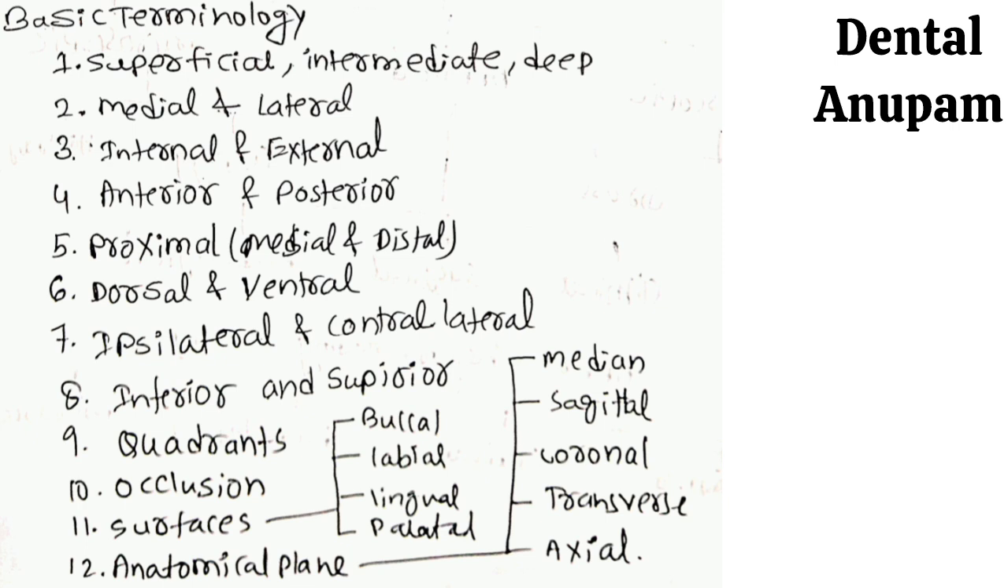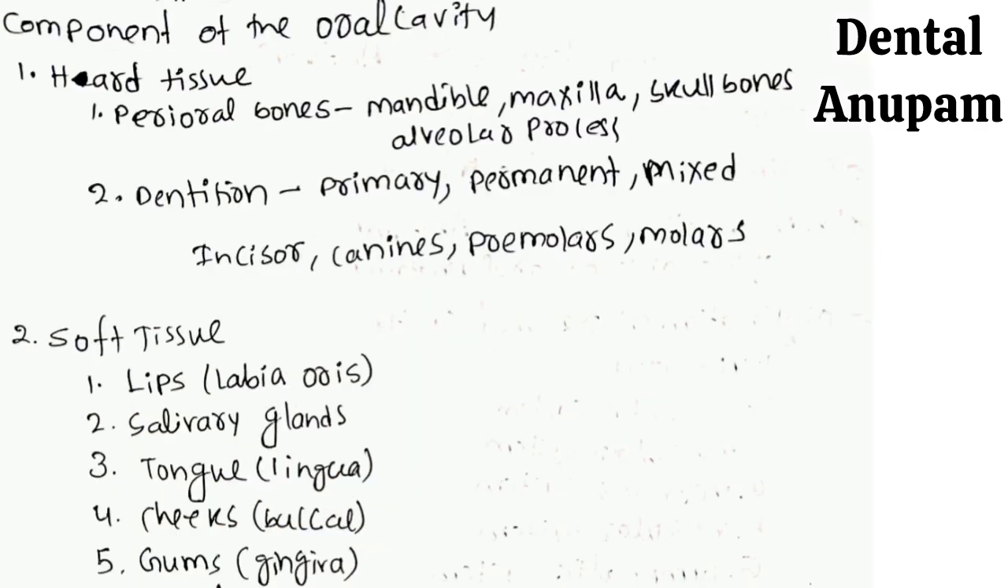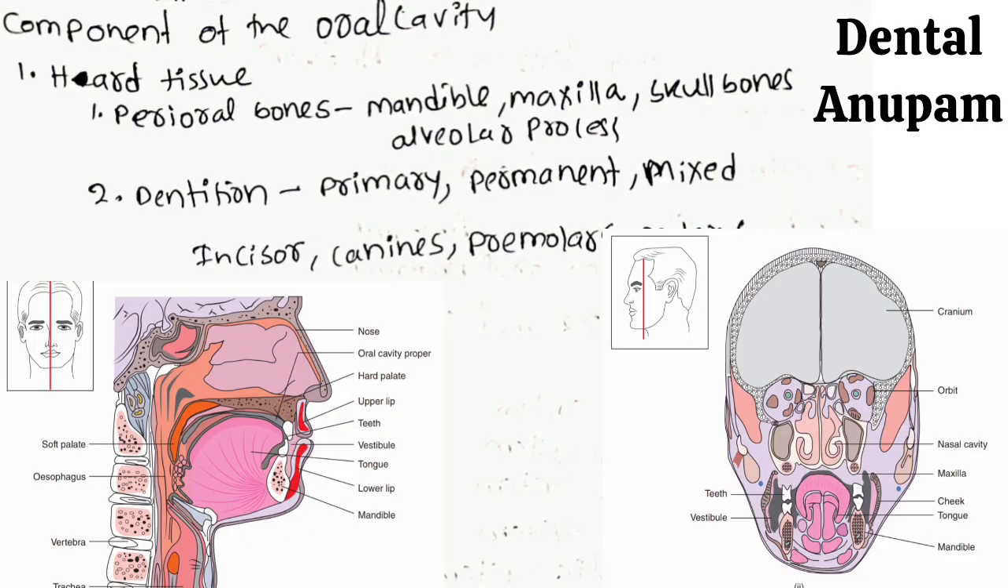Next topic is the components of the oral cavity. The oral cavity and the peri-oral structures can be grouped into two major components: hard tissue and soft tissue. Hard tissue: the skeletal unit, meaning bones, and the dental unit, meaning teeth. Soft tissue: tongue, cheeks, soft palate, salivary glands, and various other organs.